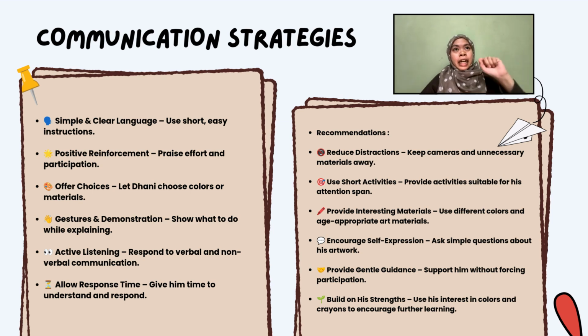Okay, after he colors a little bit and moves the hand also, and offer a choice. Let Dani choose colors or materials. For example, do you want blue color, red color, or yellow color for the body, for the eyes?